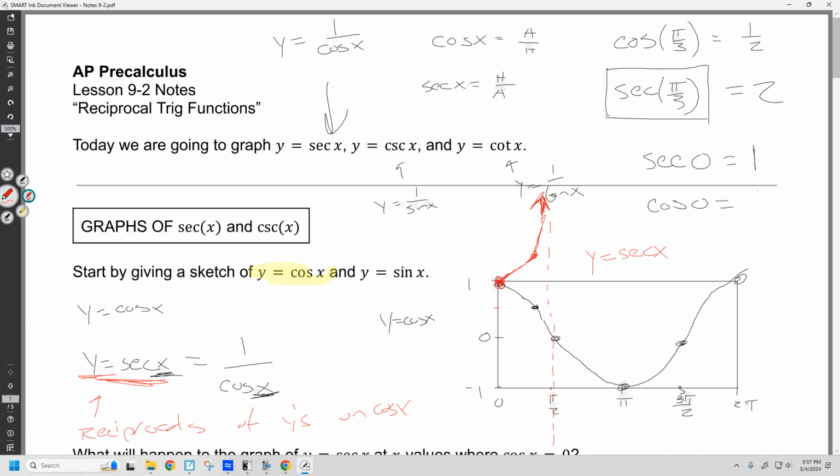Come on, guys. So many of you are like, nah, I don't want to try because I might get it wrong. No. The x's stay the x's. It's the y's that we take the reciprocals of. Don't flip the x's. This is not like inverses. This is different.